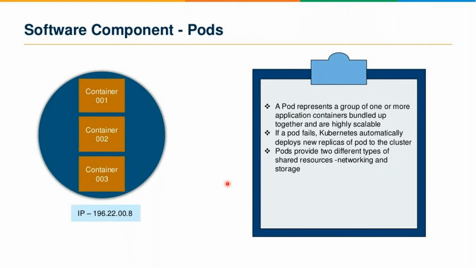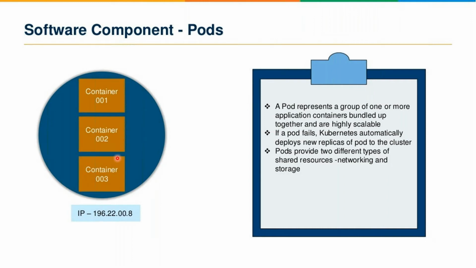Next one is pods. So this blue color one is the pod, the circle one. Inside the pod, we have 3 containers. So a pod is nothing but a group of containers. A pod represents a group of 1 or more application containers, bundled up together and highly scalable, right?